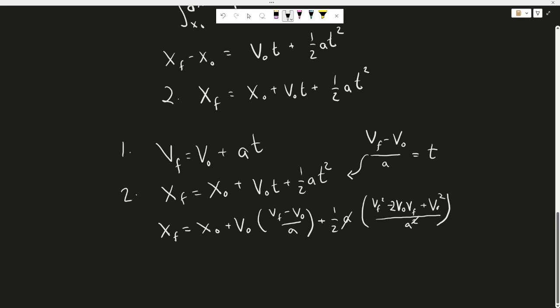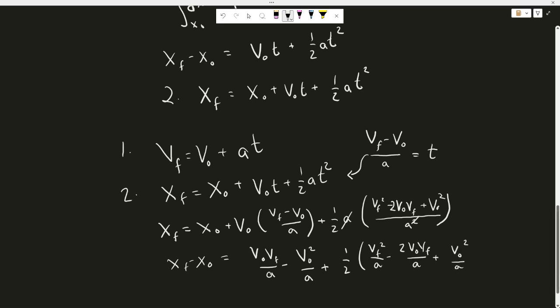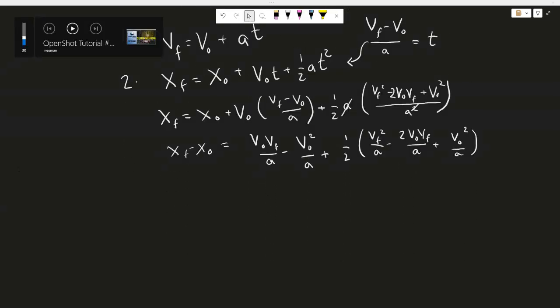So that's helpful. I'm going to move my x naught over to the other side, get x final minus x initial equals, I'm going to distribute this v naught vf over a minus v naught squared over a plus 1/2 vf squared over a minus 2 v naught vf over a plus v naught squared over a. And now I can distribute the 1/2. So when I distribute the 1/2, we'll notice something interesting pops out.